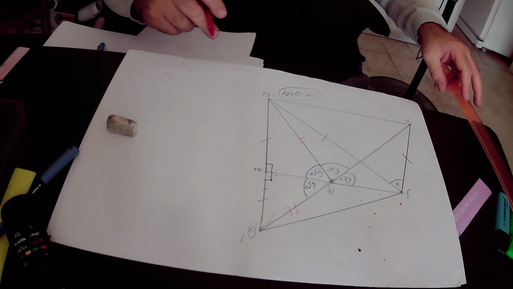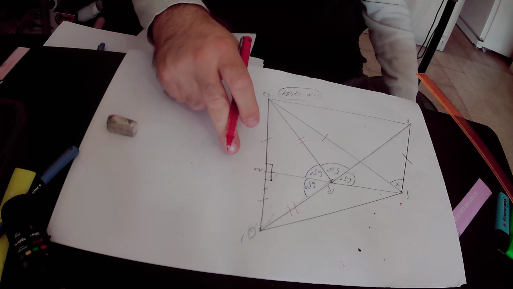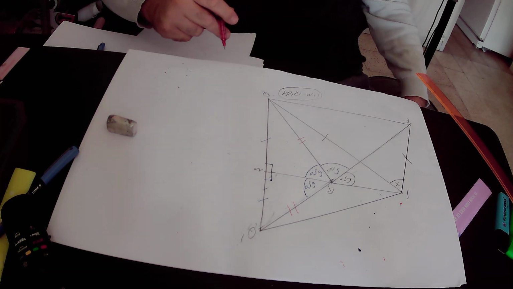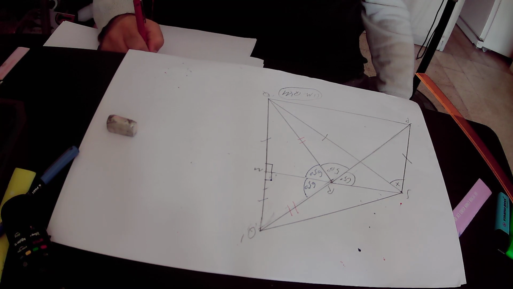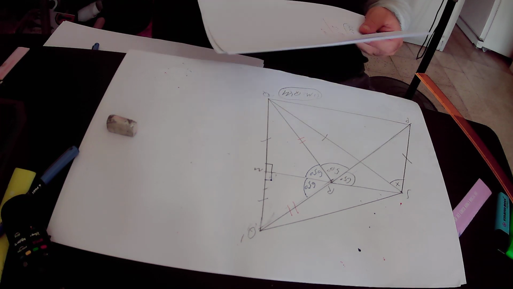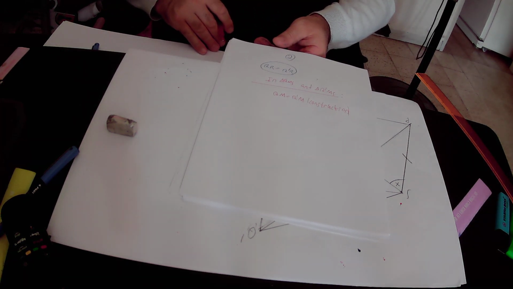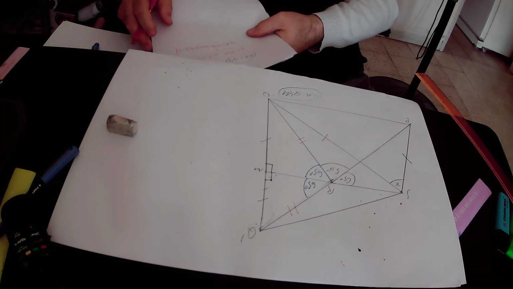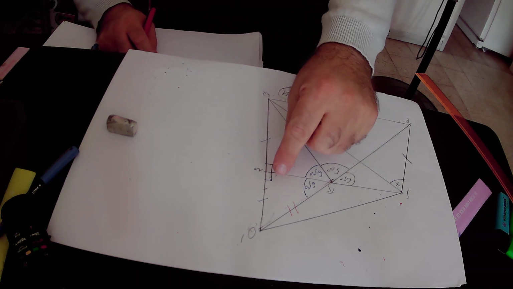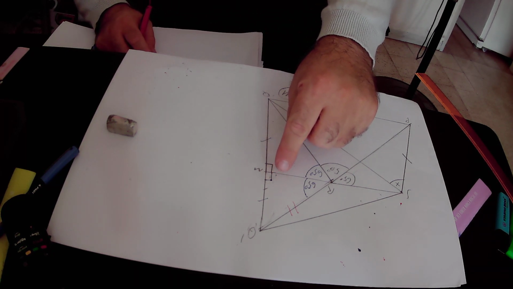Actually, we know that QM equals QDSM according to our construction. Okay, QM equals QDSM according to our construction. We also know that those two angles are also equal to each other. They are both right angles.